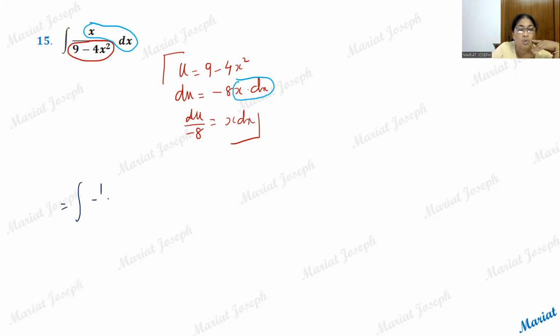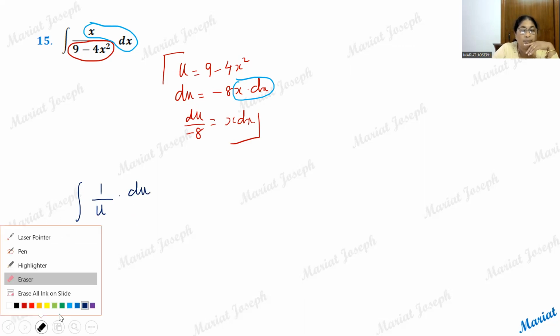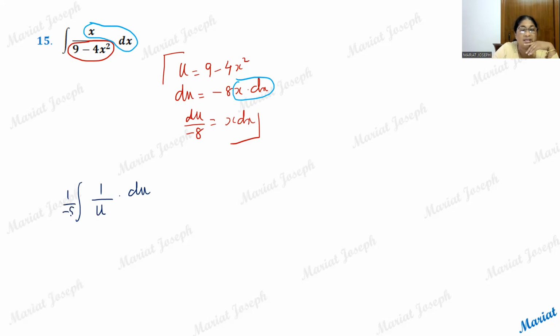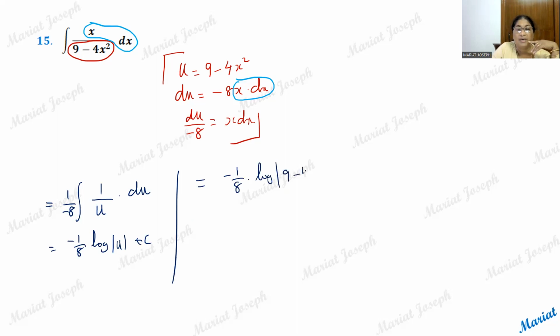Integration becomes 1 upon u, the complete denominator we have taken as u, into x dx which is du upon minus 8. 1 upon minus 8 you can keep as outside coefficient. So minus 1 upon 8 into log u plus c. That is minus 1 upon 8 into log of 9 minus 4x square plus c. So replace the u always. That was question 15.